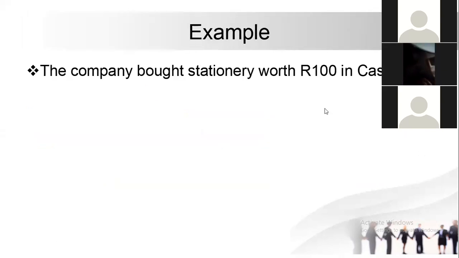So let's go to the next slide. In the slide, we've got an example of a transaction. It says here, the company bought stationery worth 100 rand in cash. Does it qualify as a transaction? We first look, is it a business event? Yes, because it concerns the company. Is it of monetary value? Yes, because we spent 100 rand, so it qualifies as a transaction.